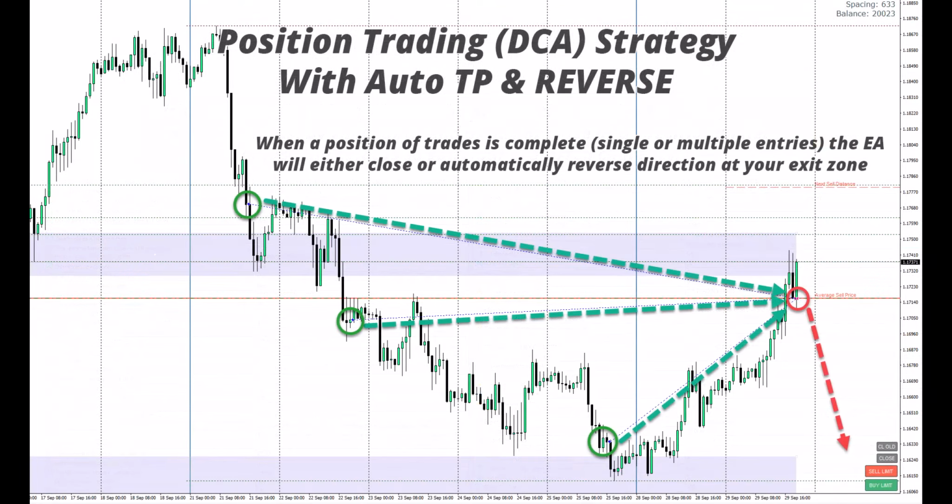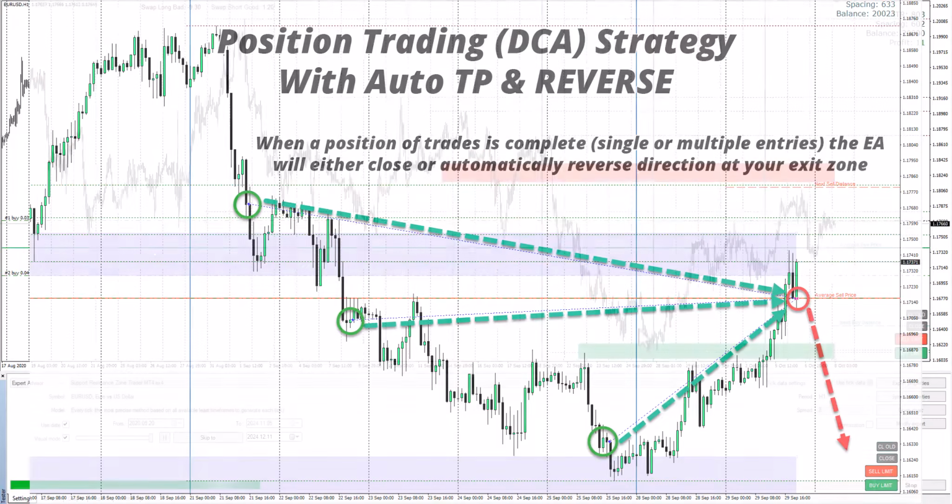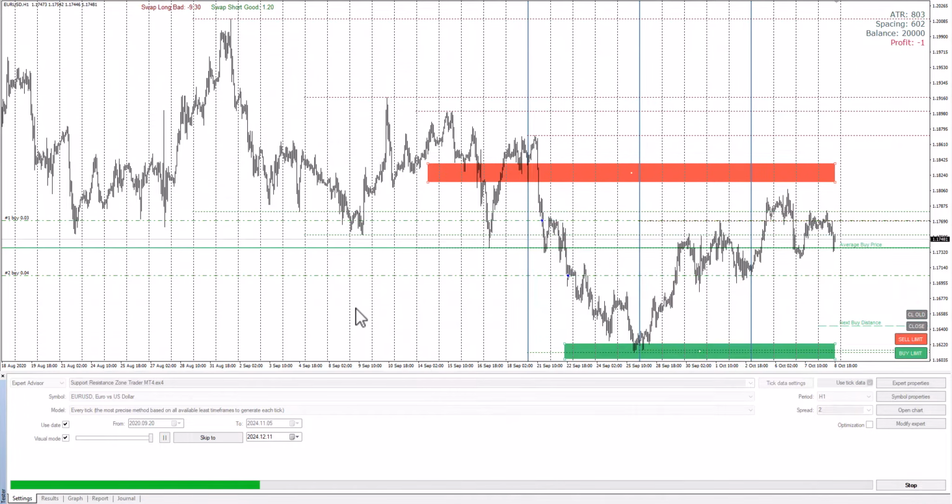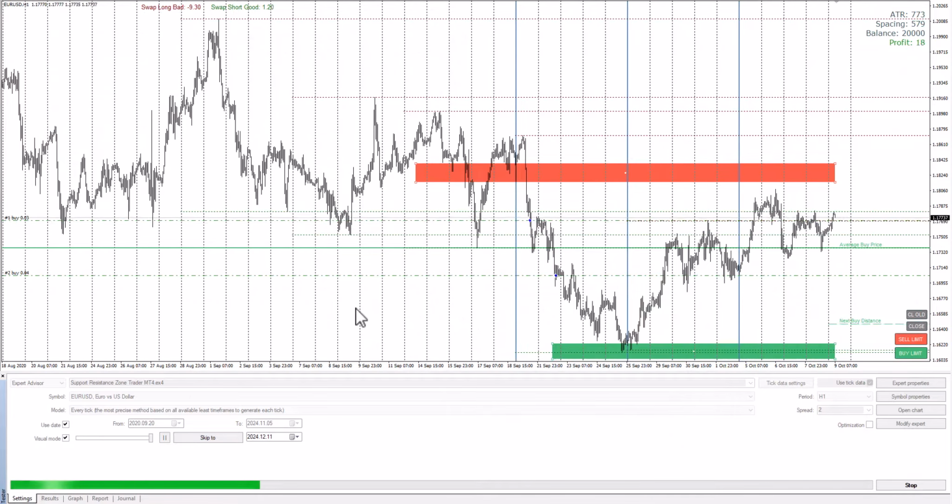The EA is designed for position trading or dollar cost averaging trading techniques. These do not use a hard or fixed stop loss and allow the markets to move and breathe naturally. You scale in and out of positions as price returns to the same levels over and over again as banks and institutional traders place their orders.